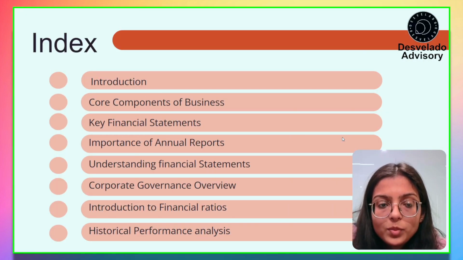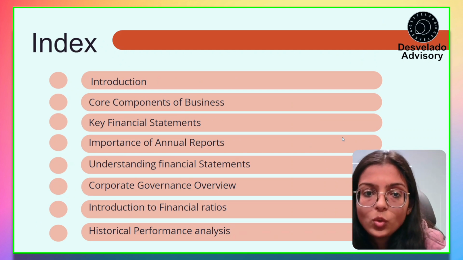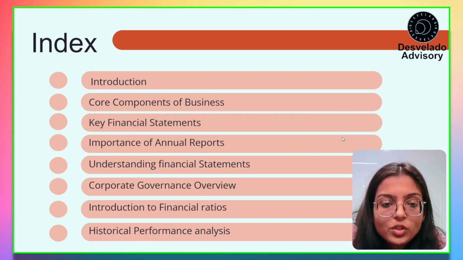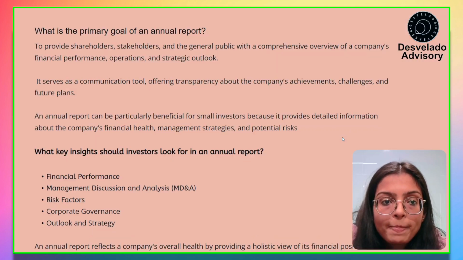Coming to the index, today we are going to talk about the introduction, core components of business, key financial statements, importance of annual reports, and then we talk about understanding financial statements, corporate governance overview, introduction to financial ratios, and then we would end with historical performance analysis of a company.